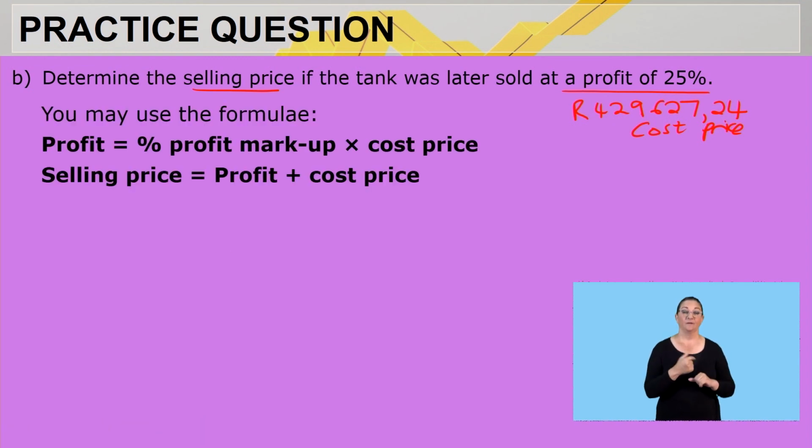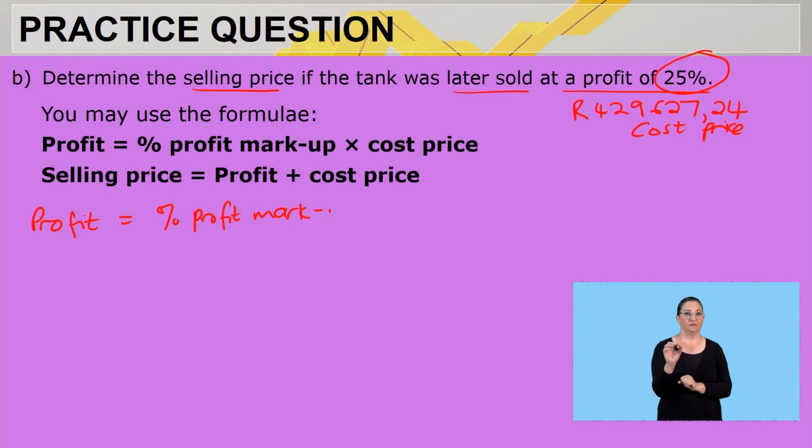So first of all, I will calculate the profit. Remember, our ultimate aim is to determine the selling price if the tank was later sold at a profit of 25%. So let's determine the profit first. Profit equals your percentage profit markup, and what is that? It's indicated here as 25%. And we must multiply that by our cost price. Can you see I chose the applicable formula?